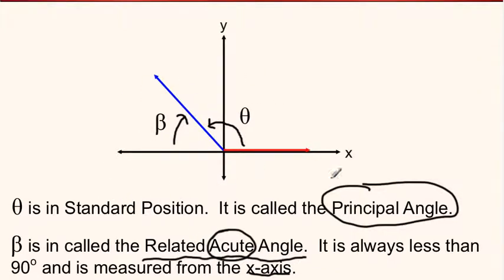I'm going to use these terms, principal angle and related acute angle, very often. We're going to talk about that a lot. So let's go through some quick examples of sketching angles that are bigger than 90 degrees on this grid.